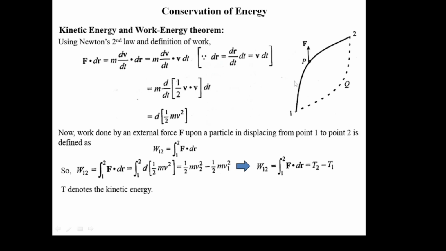Suppose a particle is going from point 1 to point 2, then the work done is m times d/dt of half v squared, that is d of half mv squared. So the work done by an external force F upon a particle displacing from point 1 to point 2 is W12, equal to the integral from point 1 to point 2 of F dot dr, which is equal to half mv2 squared minus half mv1 squared. That means T2 minus T1. Here T denotes the kinetic energy.